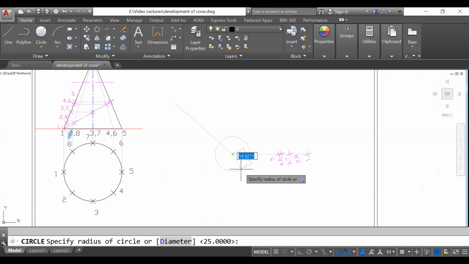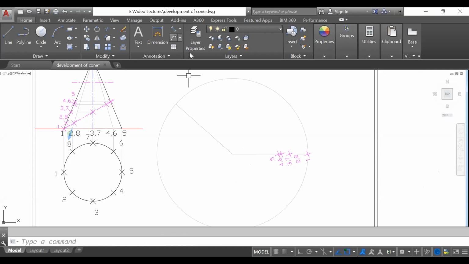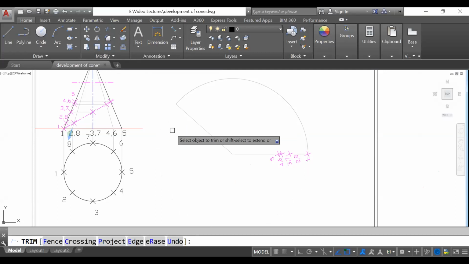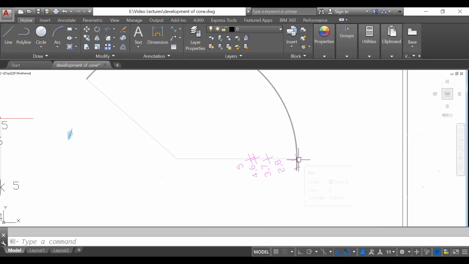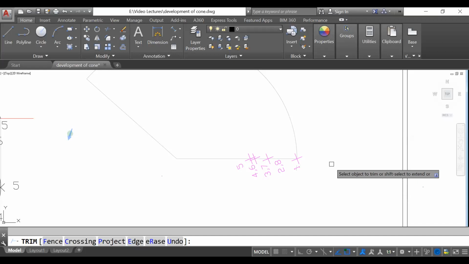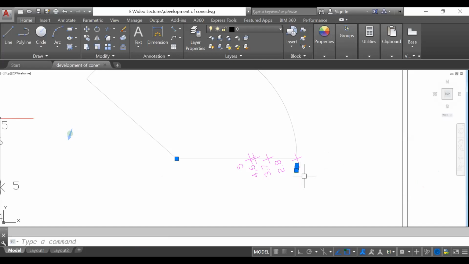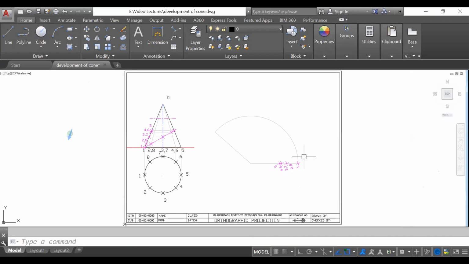So the angle radius is 65, so it would fit perfectly. Then trim it. Now do remember, while trimming, it should be trimmed from here. Otherwise, if you keep this part, then it would be difficult to divide. So what you have to do is trim properly, and then the remaining part you can delete. It should start with this line and end on this line.